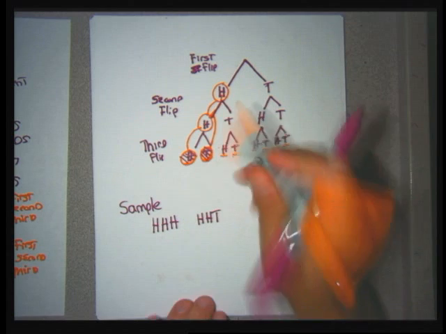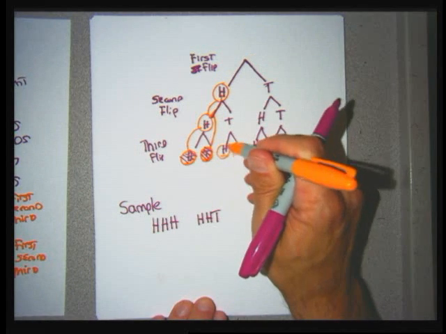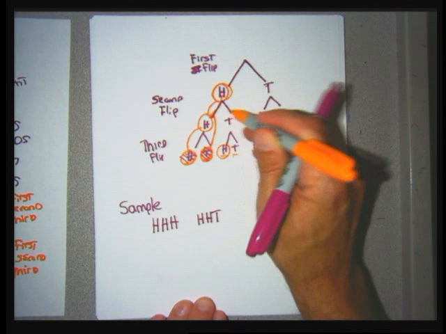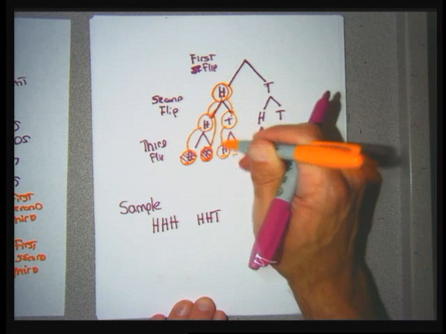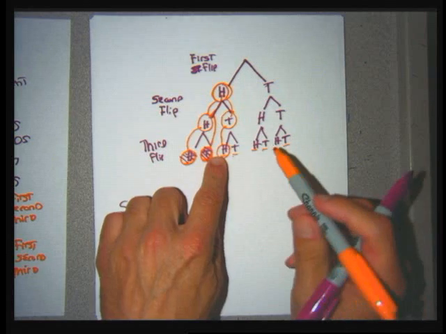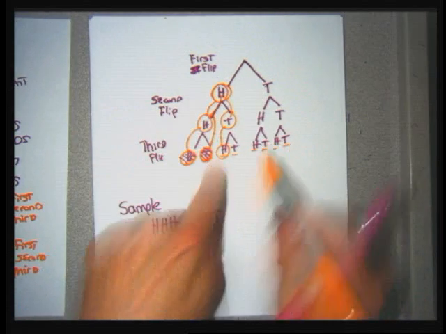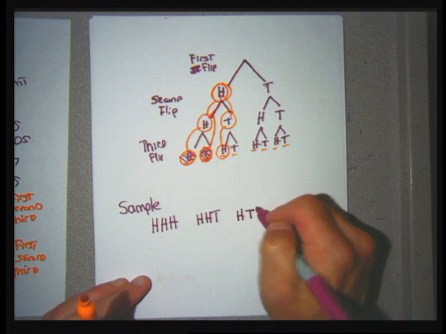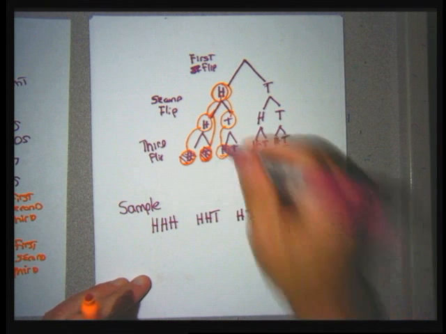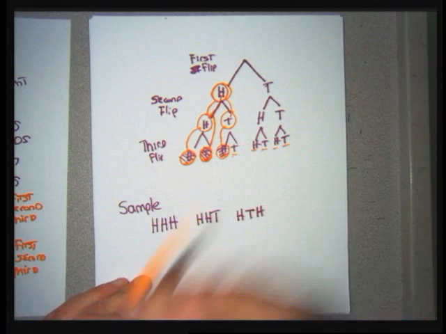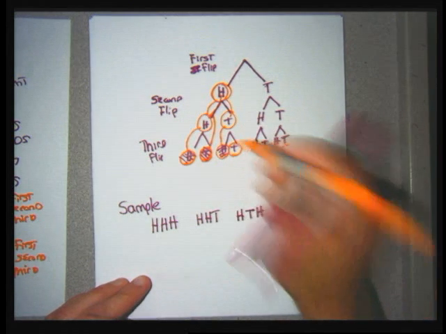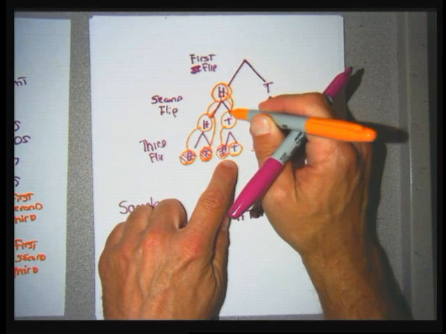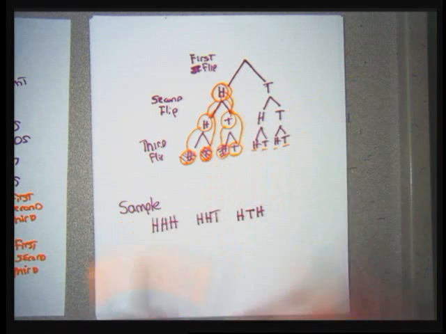And I'm going to go over to the next thing in my bottom row, which is a head. To get to that head, I need to have a head on the first flip, a tail on the second flip, and a head on the third flip. So to get from the top as efficiently as I can to this head, it's going to be a head on the first flip, a tail on the second flip, a head on the third flip. I'm done with that. I'm going to cross it out. I'm going to get now to the tail that I haven't worked with yet. And to get to that, that's a head on the first flip, a tail on the second flip, a tail on the third flip.